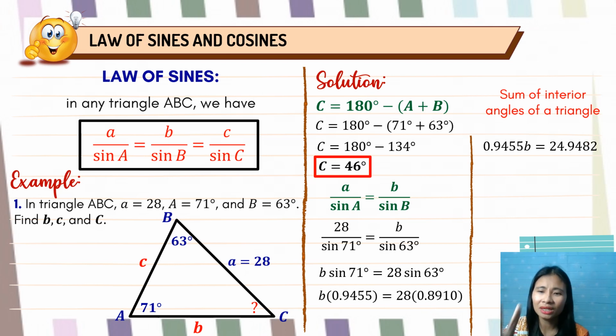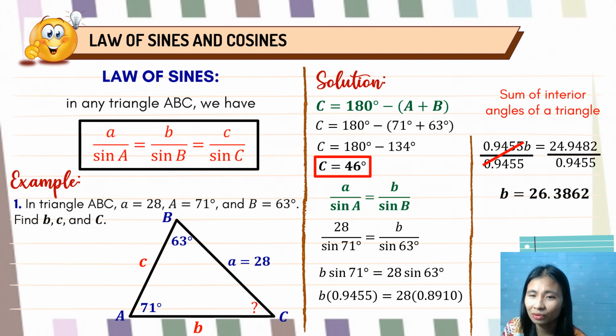Now, why did I use four decimal places? So that the value we get is closer to the possible value. It is more on approximation here. So dividing both sides of the equation by 0.9455, that is to get the value of b.